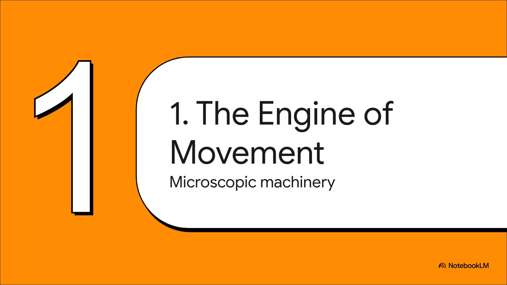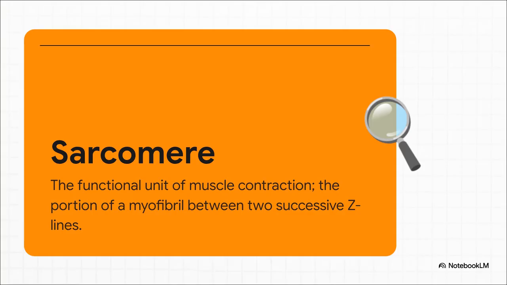Okay, first up, the engine of movement. We're zooming way in here, past the muscle you can actually see, past the bundles of muscle fibers, all the way down to find the fundamental engine that makes everything tick. And here it is. This little thing is called the sarcomere. It's the basic functional unit of muscle contraction.